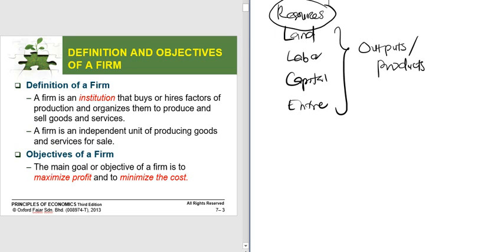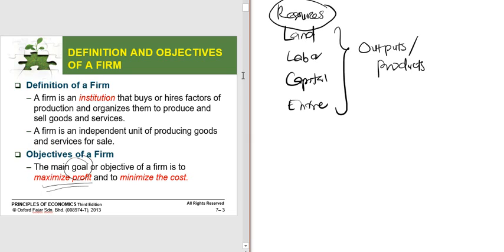These 4 are very important. They are what producers need in order to produce a certain product, and they organize them to produce and sell goods and services. As a firm, you need factors of production, and you also organize and utilize them to produce a certain product. A firm is an independent unit producing goods and services for sale. They will produce the products and sell them to the customers in the market. The main objective of a firm is of course to maximize profit.